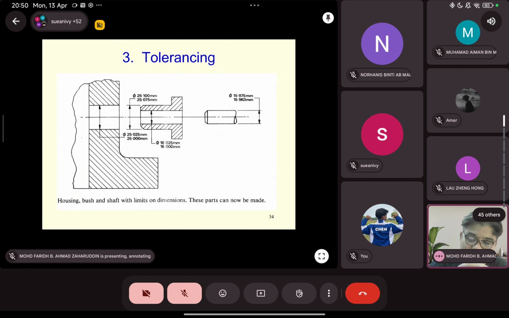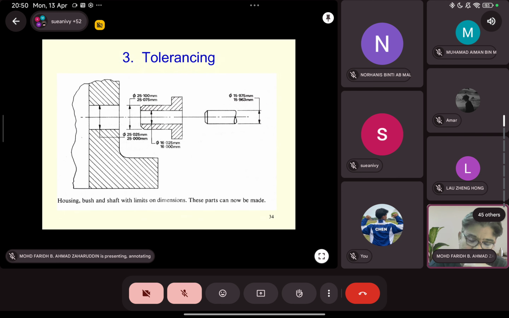Muhammad Aiman, what is the basic size or nominal size for this bush? The upper limit is 25.100. Minimum is 25.075. So what is your answer? Muhammad Aiman bin Muhammad Tamizi, are you listening? 25. Okay. Alright. Thank you.